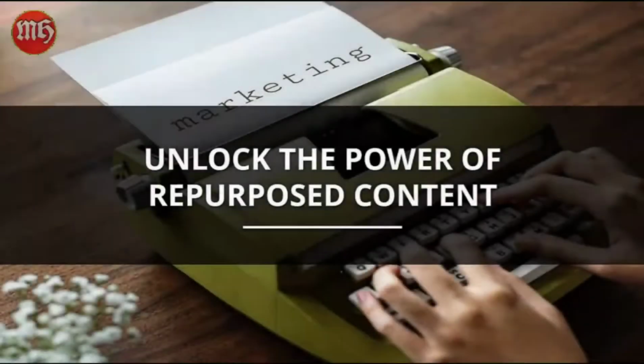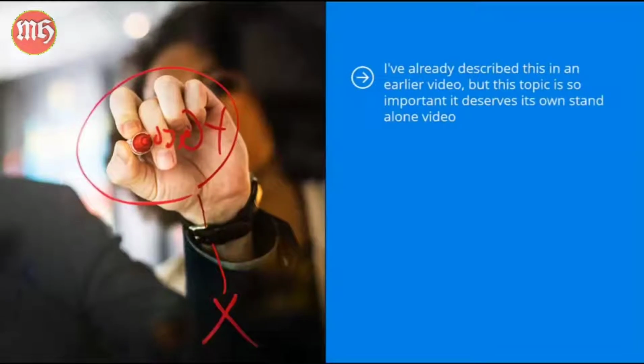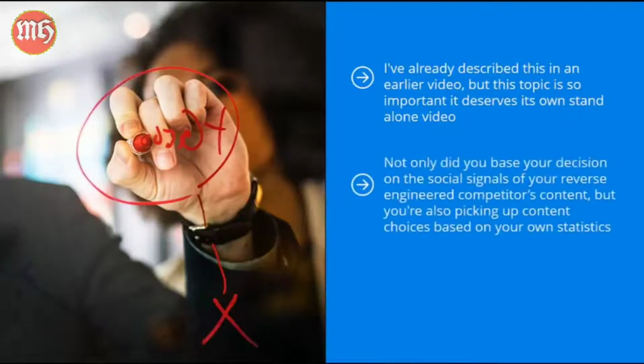Unlock the power of repurposed content. I've already described this in an earlier video, but this topic is so important it deserves its own standalone video. When you create original content for your blog or website, you already know that this content has some sort of traction in your niche. You already know that there is a significant amount of demand for this particular type of content. Not only did you base your decision on the social signals of your reverse-engineered competitors' content, but you're also picking out content choices based on your own statistics.